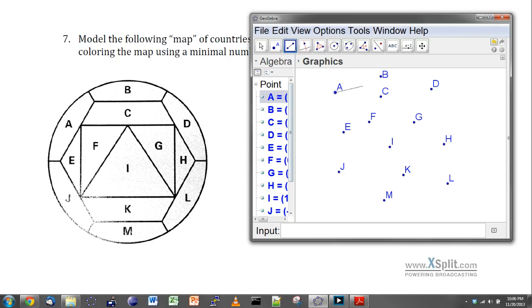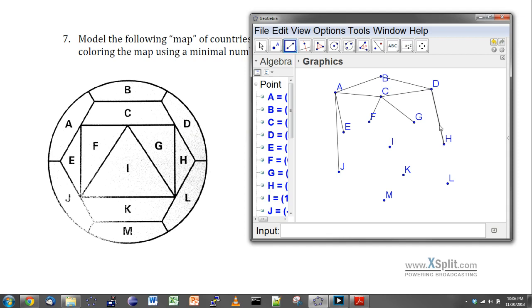So I'm going to connect A to B, A to C, A to E, and A to J. Next up, I see that B is connected to, I already have it connected to A, so it's connected to C and D. I'm going to put those on there as well. I see that C is connected beyond that. C is connected to D. C is also connected to F and G. So I'm going to put those up as well. You see D. D is also connected to H and L. So I'm going to go ahead and connect those as well.